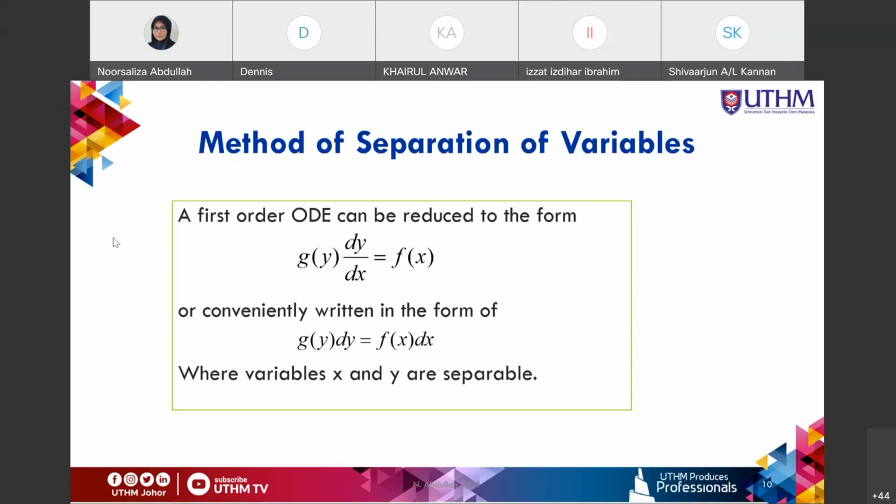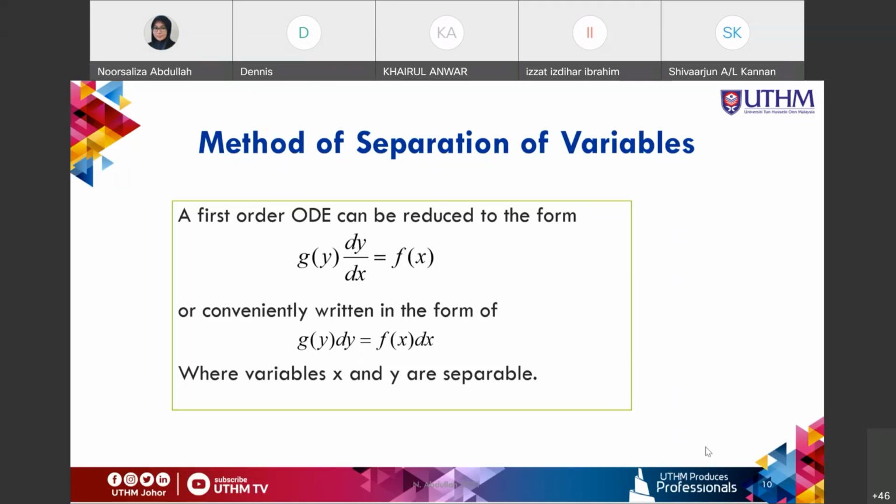Okay, so a first order ODE can be reduced to the form, let's say you have the equation g(y) dy over dx equals to f(x). So separation of variables means you separate the variables. You see that here you have variable y, here you have x. Then you separate: this side for y and this side for x. So this is what we call separation of variables.